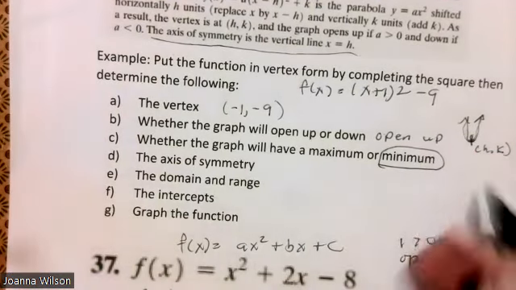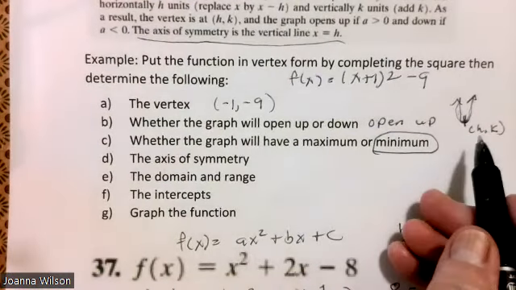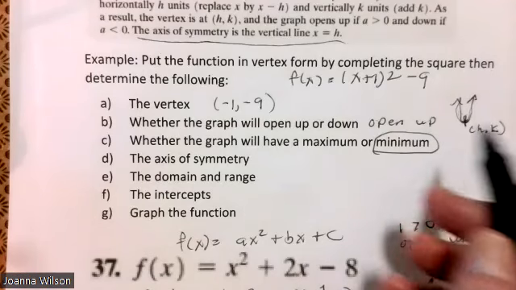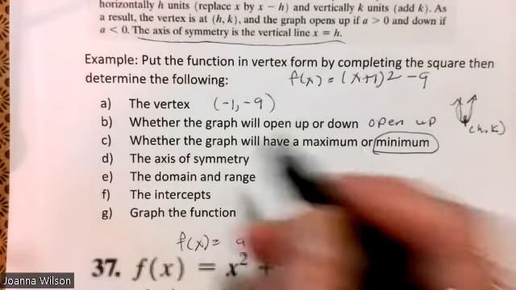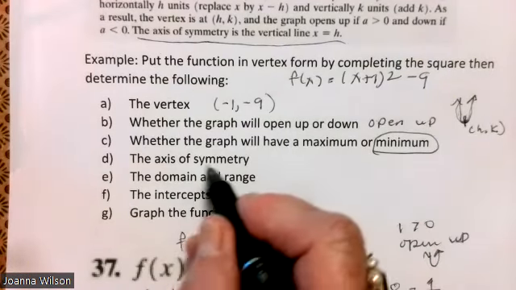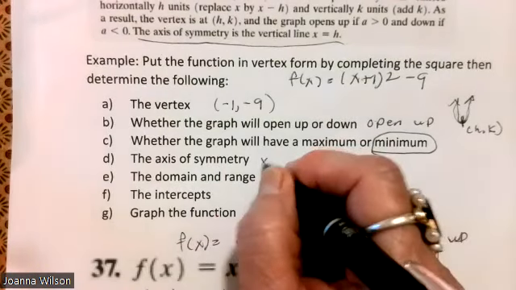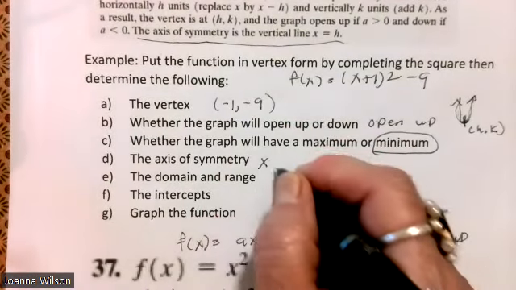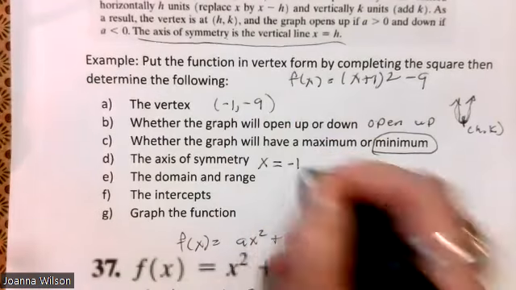And that minimum will occur at H, and the minimum will actually be K. And we'll talk about that in the word problem. The axis of symmetry is always going to be x equal whatever H is. So it's x equal -1.